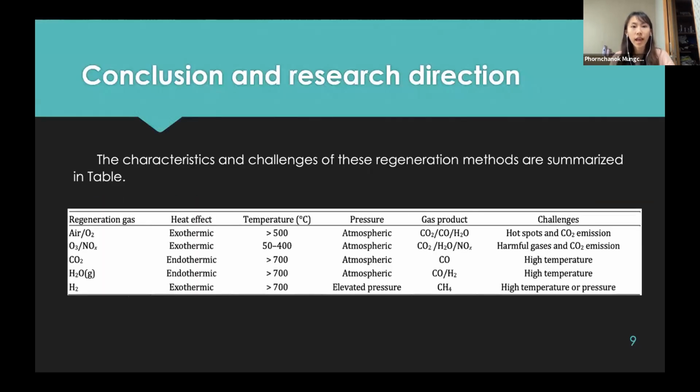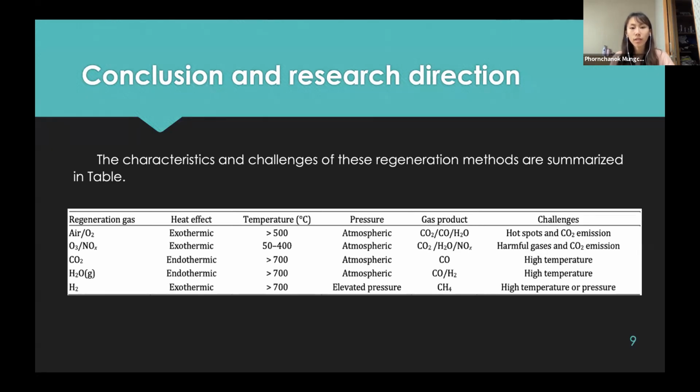The characteristics and challenges of these regeneration methods are summarized in the table. Although the coke deposit on catalyst can be removed via oxidation, gasification, and hydrogenation, air is typically used in industrial processes to regenerate the deactivated catalyst because a moderate regeneration temperature can be applied. Ozone and nitrogen oxide can lower the regeneration temperature, but they are harmful gases and their emissions are strictly controlled.